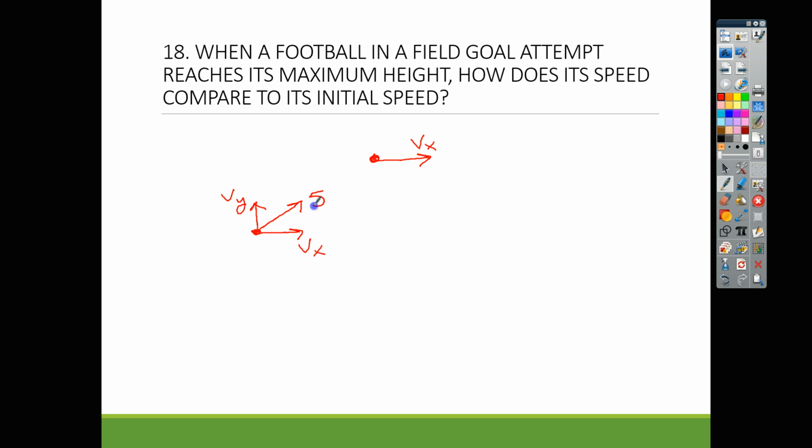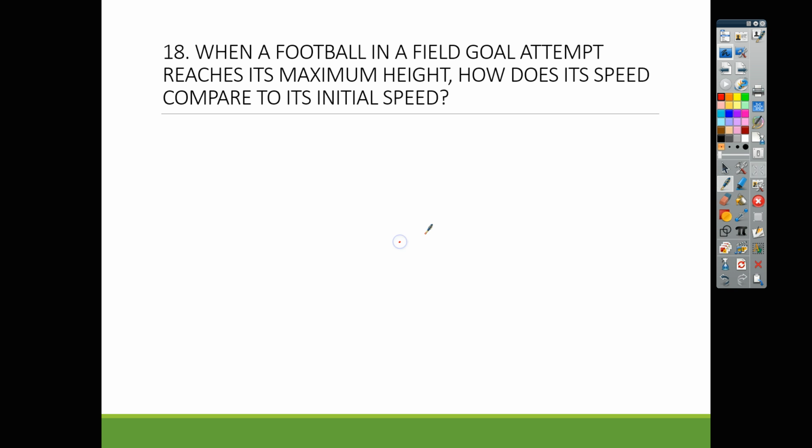So if this is 5, okay, this speed could be 3, and this could be 4. So notice that its only speed now is 3. Its only speed now is 3. So it is less than, I put 10, the original speed. Okay, so it's less than the original speed that it's launched at.